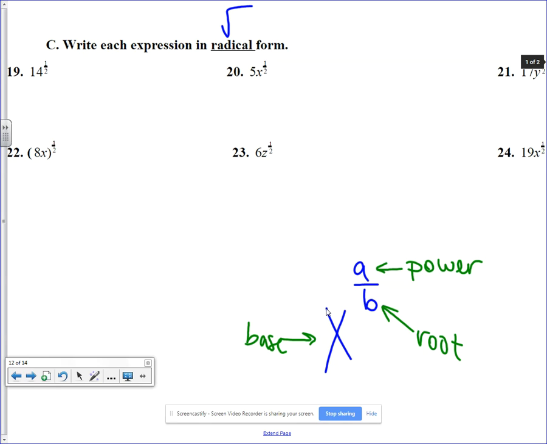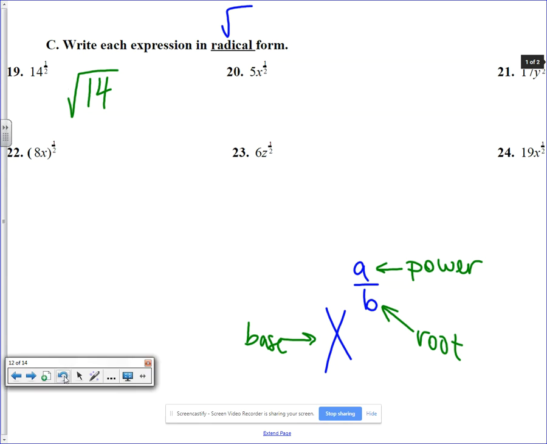Can you tell me what the base is on number 19? So that 14 is going to go under the square root. What is the power on that 14? A 1? Do I need to write a power of 1 over here? No. What's the root on that 14? 2. Do you need to write the 2 over here? No. In fact, if you write a little 2 right here, I'm going to mark it wrong. Okay? But you can write the little 1 right here. That's okay. All right? But putting the 2 out there is definitely not acceptable. Everybody all right with that?